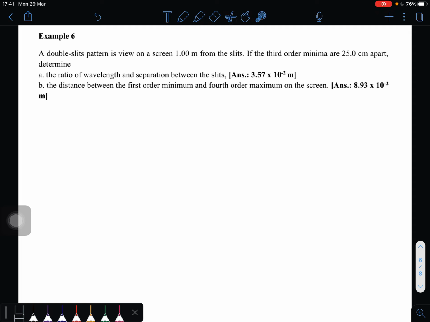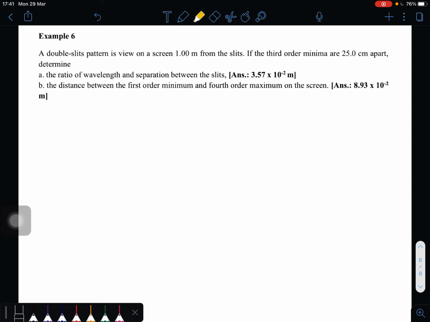Okay, now kita tengok example 6. A double slit pattern is viewed on a screen 1 meter from the slits. If the third order minima are 25 cm apart, determine first the ratio of wavelength and separation between slits, second the distance between the first order minimum and fourth order minimum on the screen.